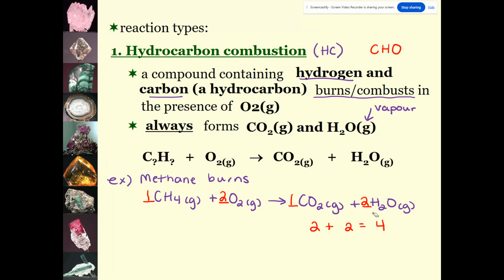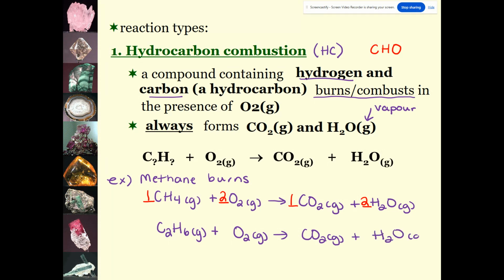Now, when you're balancing hydrocarbon combustion, sometimes you get into situations where you have an odd number of oxygens on the product side. Let's look at what we do when that happens. So let's say we have ethane burning, C2H6. So again, my reactant is going to be oxygen, and my products, again, are just carbon dioxide and water vapor. No matter what the hydrocarbon is, those are always your products in a hydrocarbon combustion.